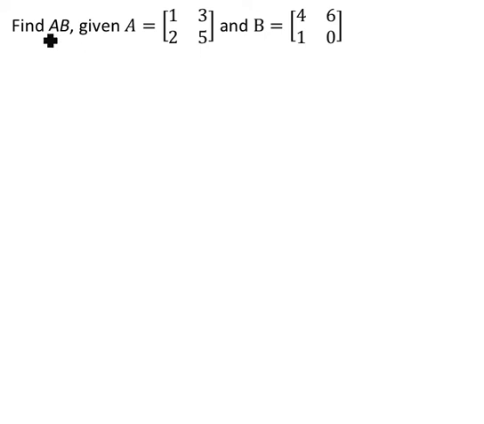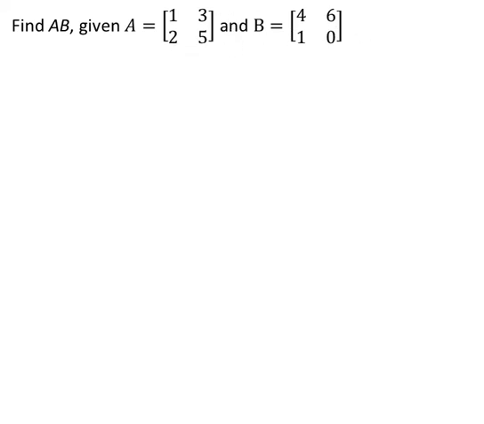This is asking us to find AB, or A times B, given these two matrices. Matrix multiplication is a fairly unique operation. So a certain condition has to be met before we are even able to multiply the matrices, and that is that the number of columns of A has to be equal to the number of rows of B.